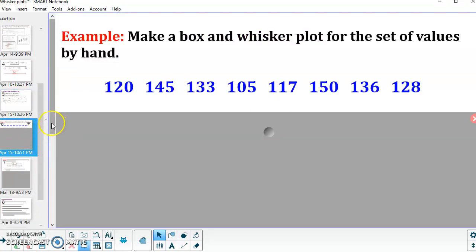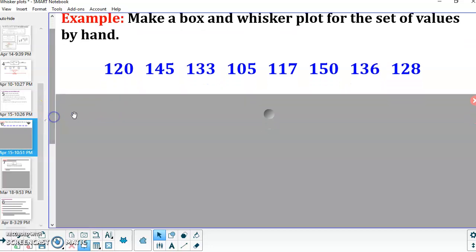Alrighty, so let's take a look here. We've got a box and whisker plot, a data set. Now, this set of data only has 8 elements, and I chose it to be an even number because I want to show you the difference between this and the first example. Because this is an even number, we're going to deal with it a little bit differently.